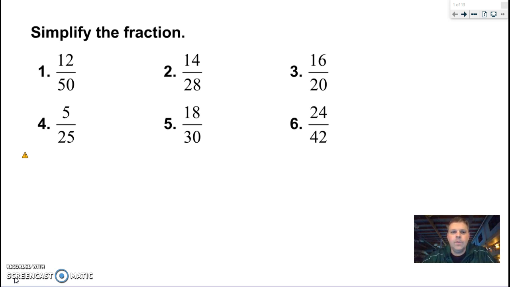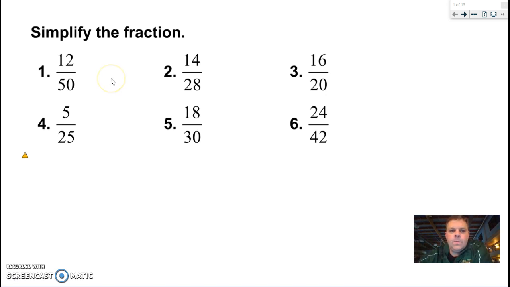So what I need you to do right now is to start warming up by simplifying the fractions. Put them in simplest form. Please take attendance and pause the video while the students work on simplifying those fractions.